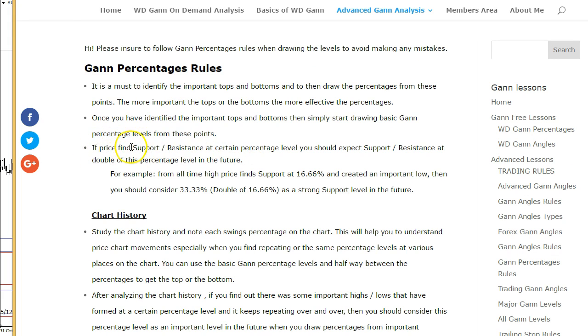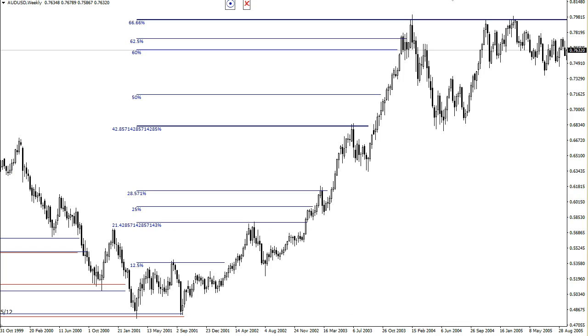One of the rules is if price finds support or resistance at a certain percentage level, you should expect support and resistance at double of this percentage level in the future. For example, from all time high, price finds support at 16.66 and creates an important low, then you should consider 33.33, double of 16.66, as a strong support level in the future. These are our rules for Gann when you are trading or analyzing the chart. So this is very important and you should consider it all the time.